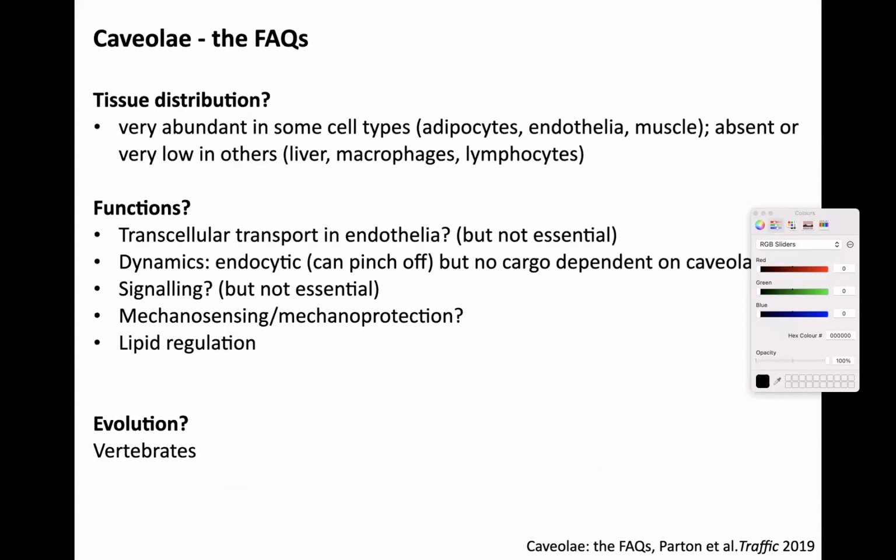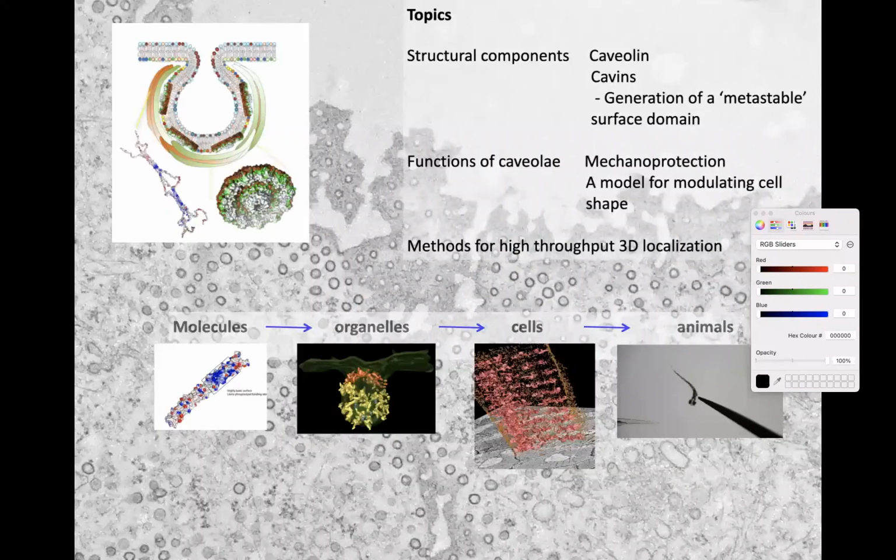So very abundant in certain cell types, linked to transport in some cells, endocytosis, signaling, mechanosensation, and mechanoprotection. So a specialized form of signaling where you're sensing mechanical changes at the cell surface. So I'm going to introduce the major components of caveolae. These are the caveolins and the cavins. And I'll talk about how we believe, using various techniques, as I'll gloss over as I go through, how they generate a metastable surface domain. So the caveolae looks like this very rigid structure, but we believe it's actually a regulatable domain that can be disassembled in response to certain stimuli.